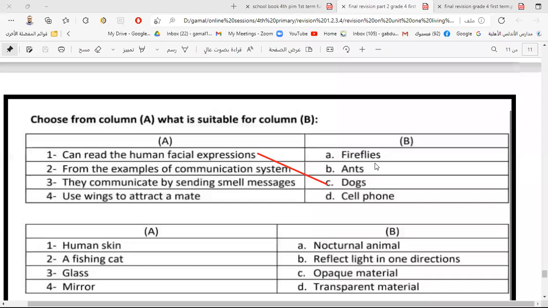From examples of communication systems, cell phone. Yeah, cell phone is a way.